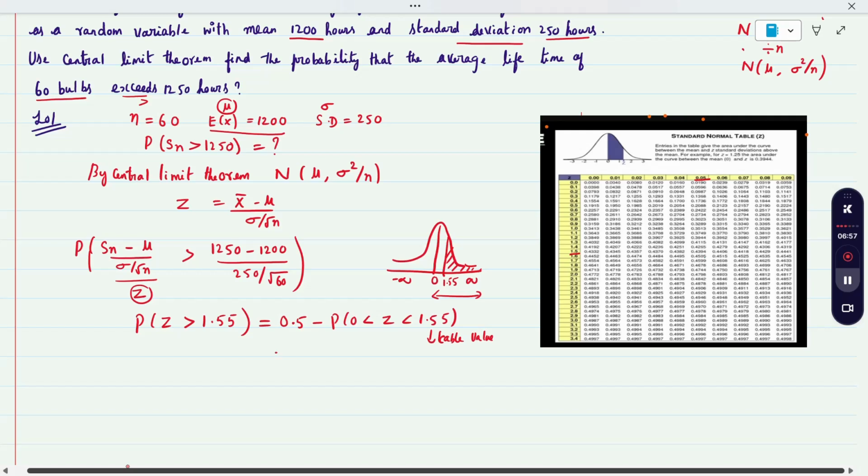The corresponding data is 0.4394. I will underline where it is, 0.4394. Okay, so that data only. So subtract it, 0.0606. So completed. So this question was find the probability that average lifetime of 60 bulbs exceeds 1250 hours is 0.0606, my answer. Fourth problem.